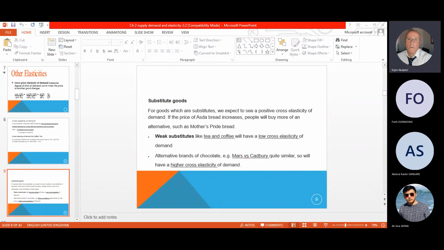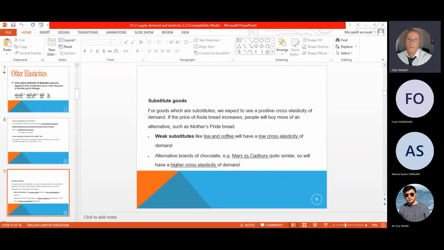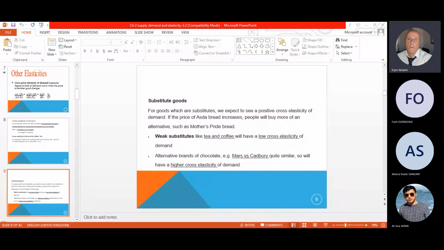Your connection is not good, I think. I don't know, but it's not showing. Professor, it's stuck on number 9. Even I can't see the slide. Huh? Are you able to see the slides? Even I too. The slides showing are substitute goods and weak substitutes. Yes, it's true. It's complement goods now, isn't it? You are seeing this. I presented this.